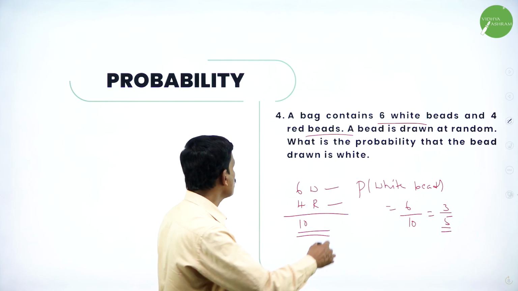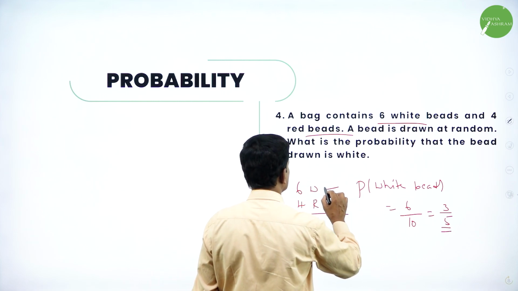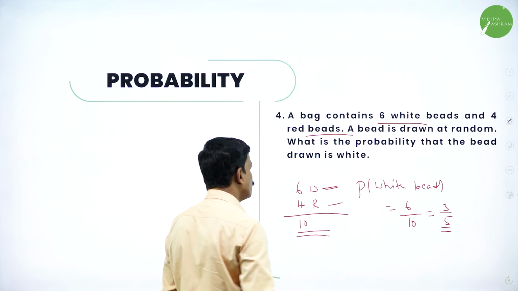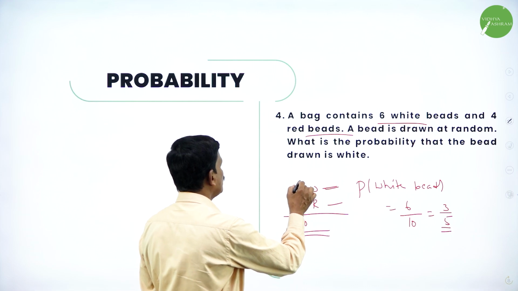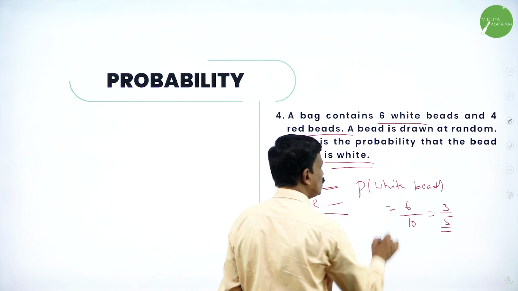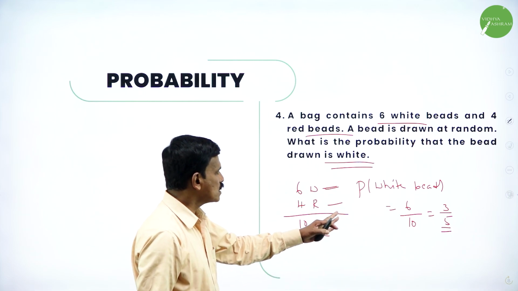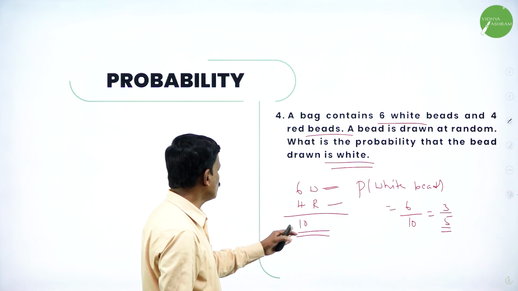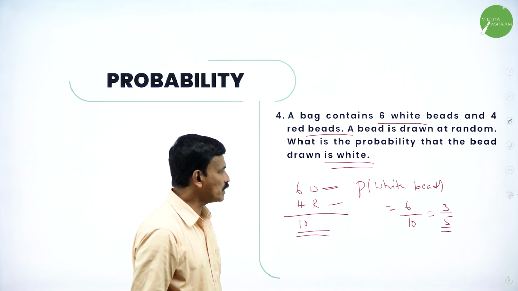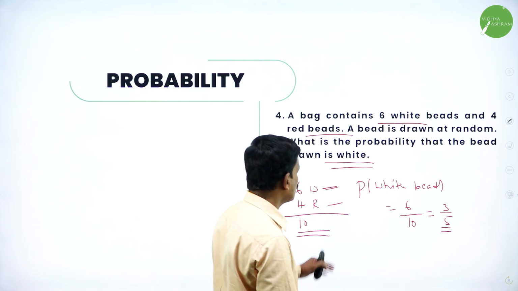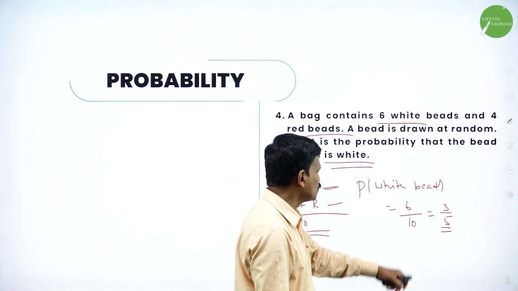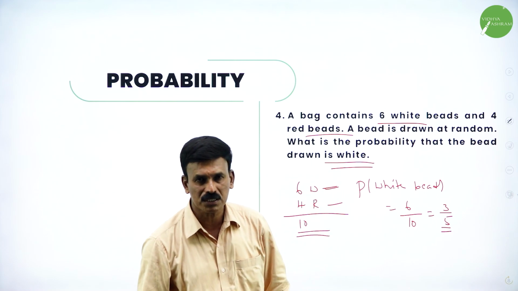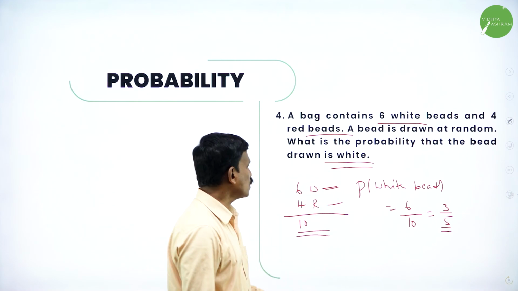Very simple problem. Here a bag contains 6 white beads and 4 red beads. What is the probability of getting a white bead? Since there are 6 white beads and the total number of beads is 10, 6 divided by 10, that's equal to 3 by 5. So the probability of the bead drawn being white is 3 by 5. That's it. Right. Now move on to the next problem.